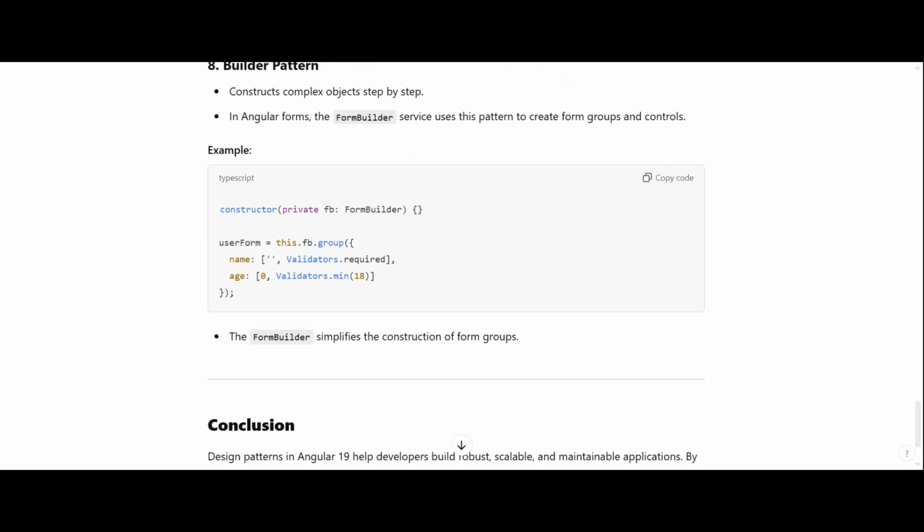So guys, these are some of the most popular design patterns in Angular. So I hope you have got some idea, and in coming days we will be doing some of these patterns practically as well. But this video was just to give you an understanding of the actual meaning of design patterns in Angular. So I hope this video helped us understand some key design patterns used in Angular 19.